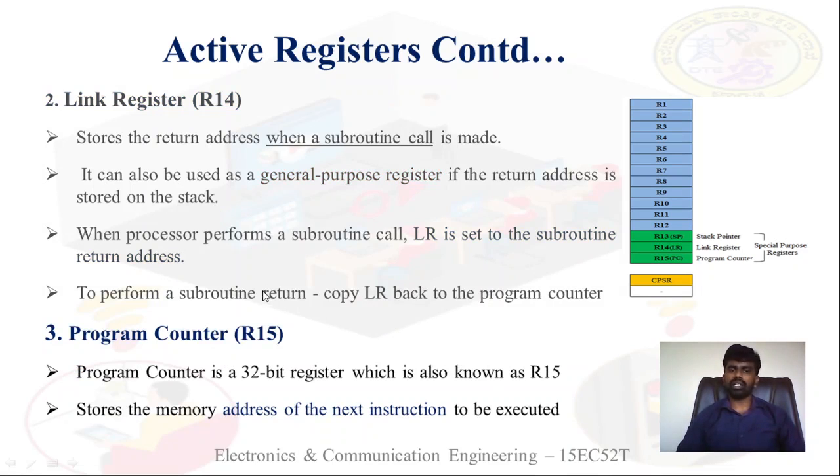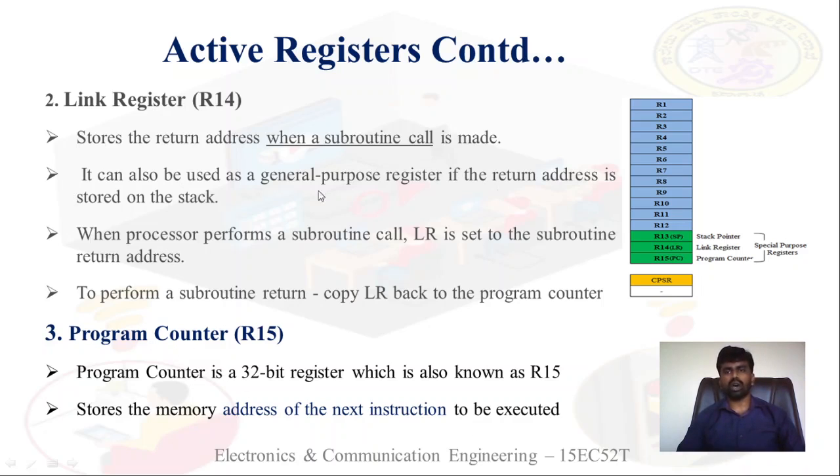Then another important register is R15, that is the program counter. Program counter is a 32-bit register. It will store a 32-bit value, and it is also known as R15. It is a main register. It is used to store the memory address of the next instruction to be executed. It will store the memory address of the next instruction which is to be executed. So this is program counter.